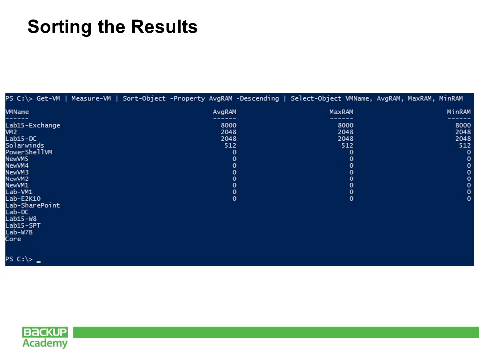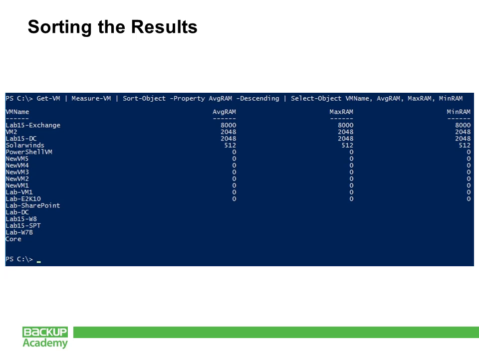And then we provide the pipe symbol, and then from there I use select-object and specify the fields that I want to include in the report, just as we did before. So the result is a list sorted by average memory consumption. And you can see in the report that a virtual machine called lab15-exchange is at the top of the list, and it's consuming just short of 8 gigs of memory, and every machine below that uses less and less memory. So that's how we can sort the results.